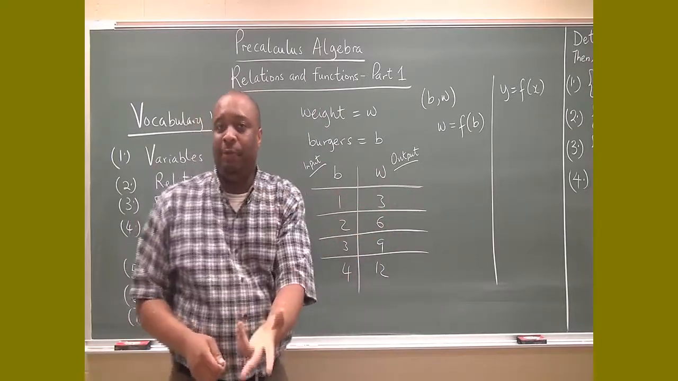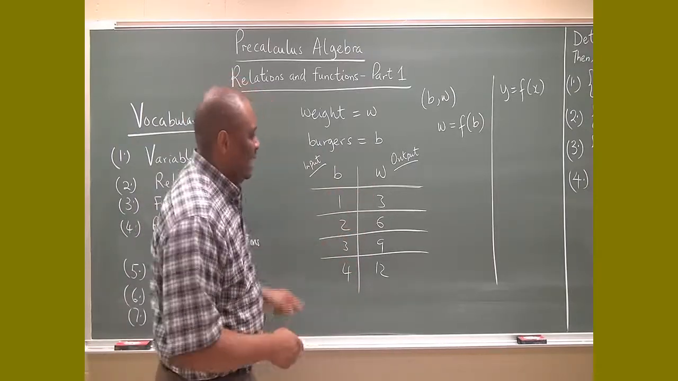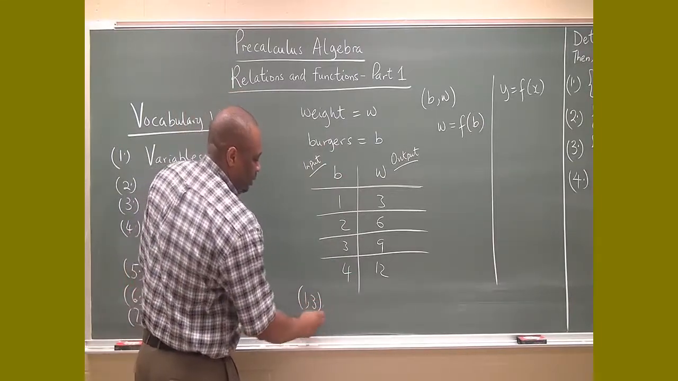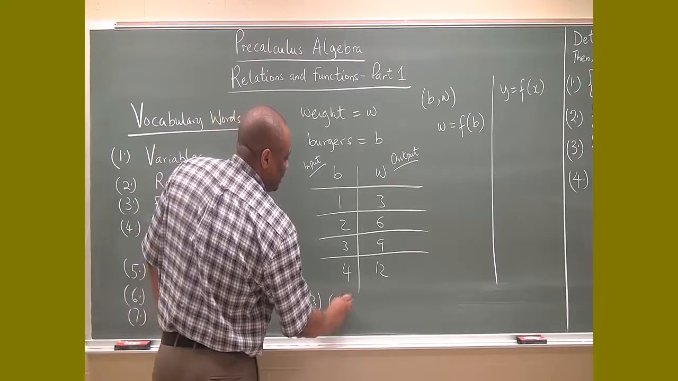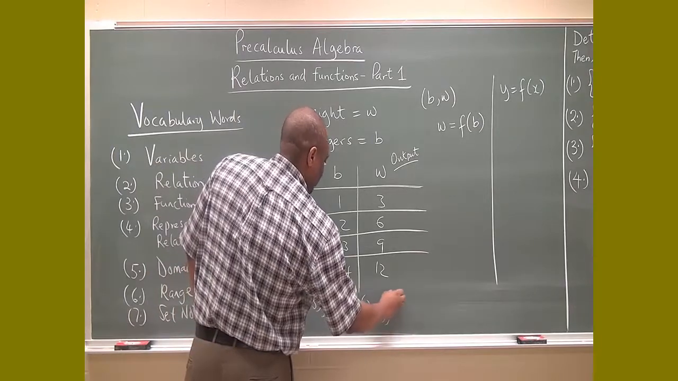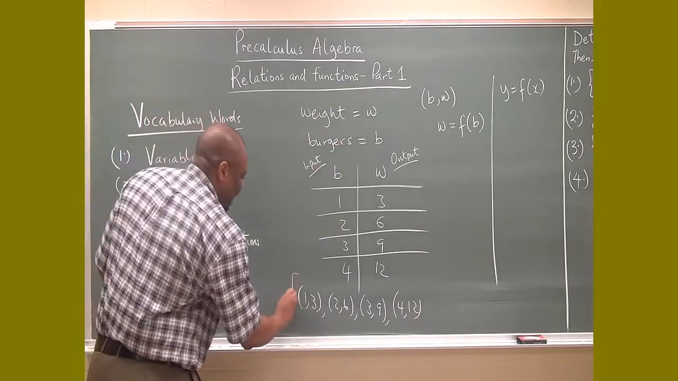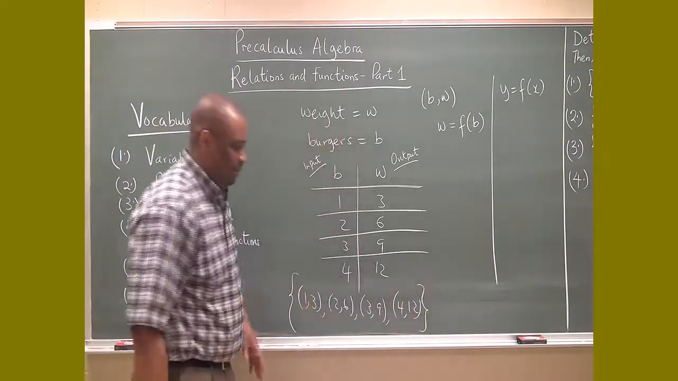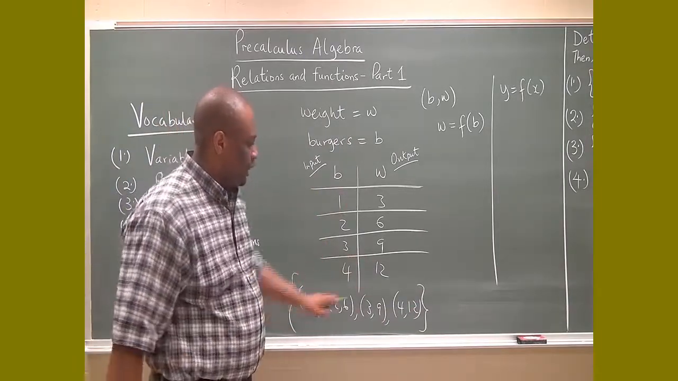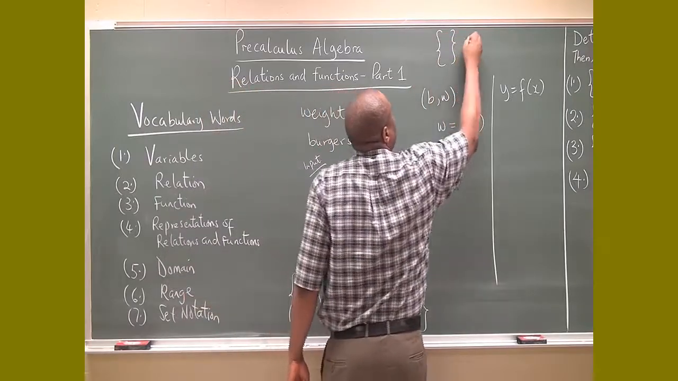First of all, you have represented this relation as a table. Then you can also represent it as an ordered set: 1 and 3, comma, 2 and 6, comma, 3 and 9, comma, 4 and 12. You can represent it as an ordered set. When we start writing set notation, I'll show you how you can write this. It's called braces.